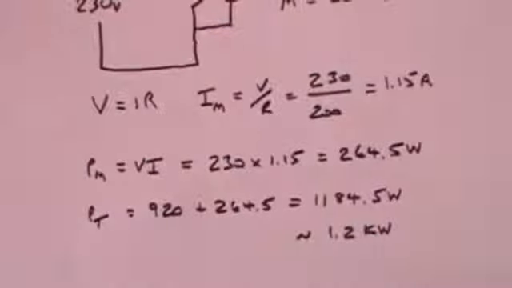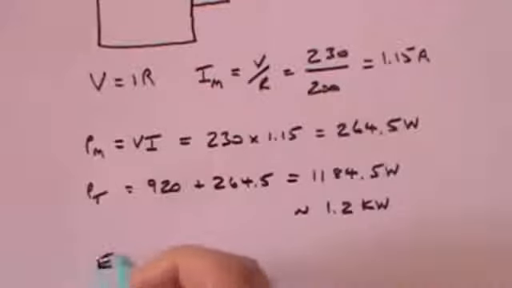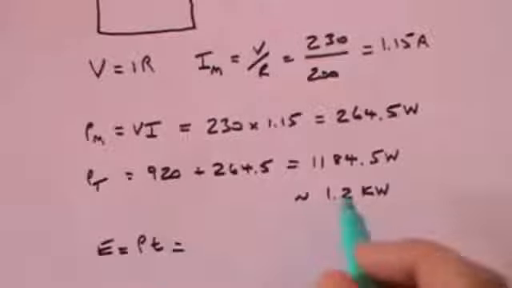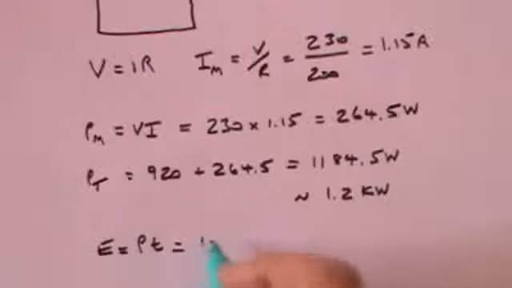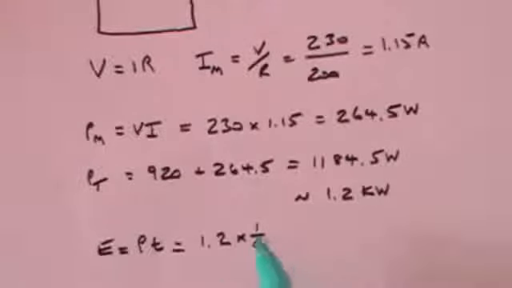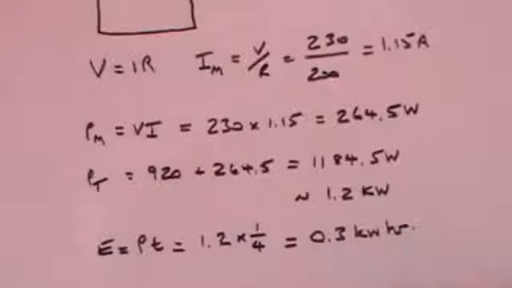And then finally we're asked, what is the energy in kilowatt hours in 15 minutes? And energy is power times time. The power, we said, let's just use this simple approximation here, is 1.2 kilowatts. The time was 15 minutes, which is a quarter of an hour. We want it in kilowatt hours, so kilowatts and hours. And that, of course, is going to be 0.3 kilowatt hours.